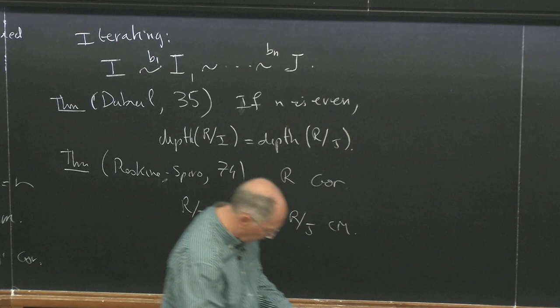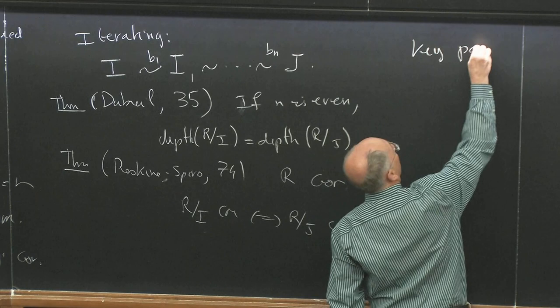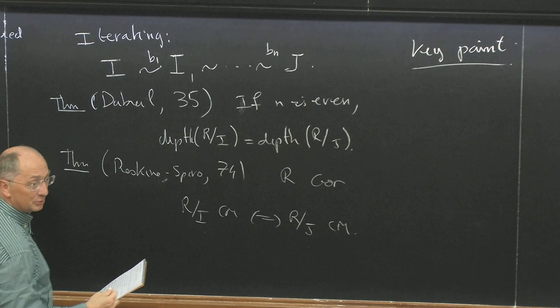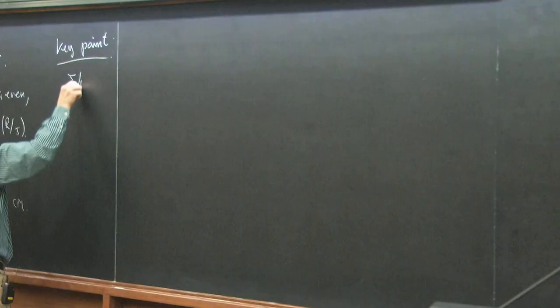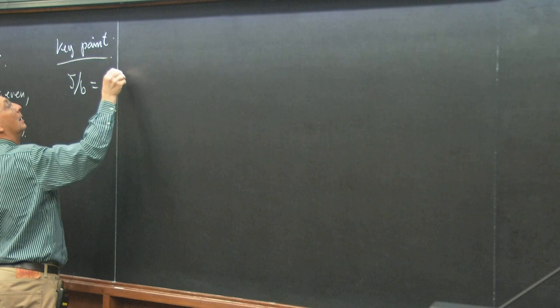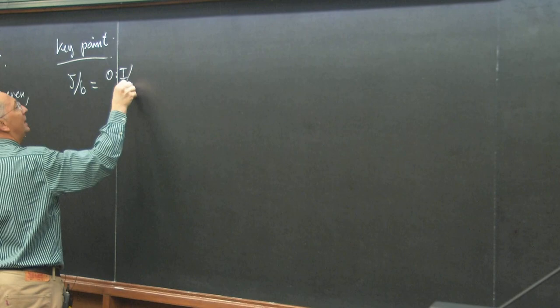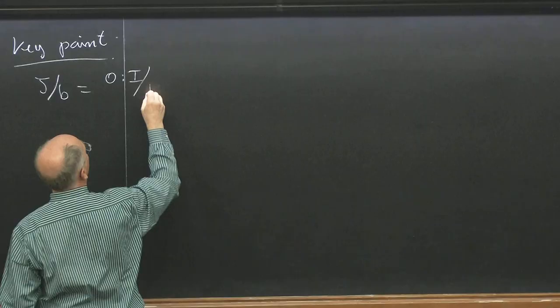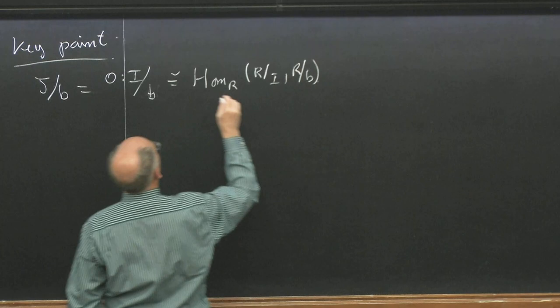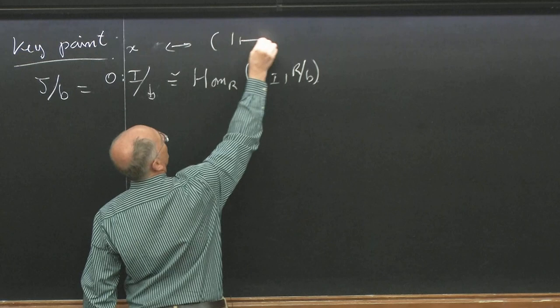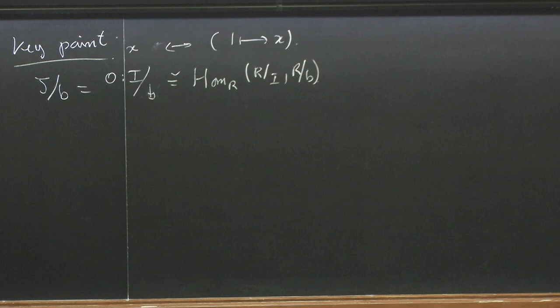So what is the key point in these two terms, is what gives the so-called liaison sequence. If you look at J mod B, then this is by definition 0 divided by I modulo B. And so you can write this as Hom over R of R mod I into R mod B. Here the element corresponds to the map that sends N1 to X. So this map is defined if and only if X is in that. So this gives you this isomorphism.